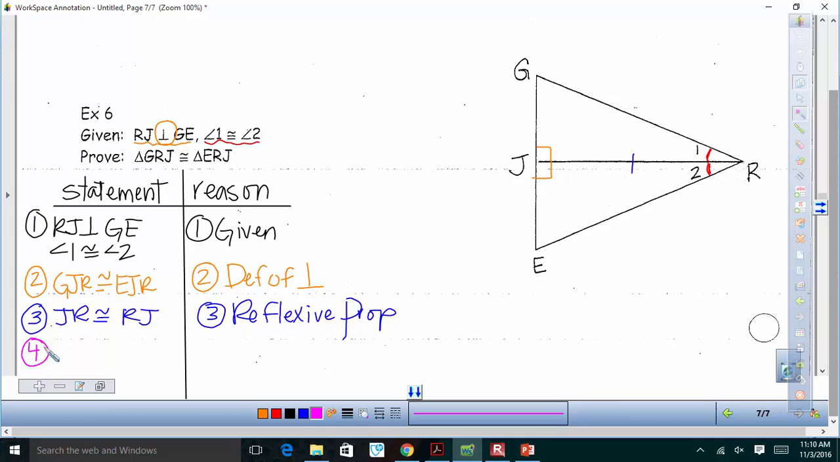And so all that's left, because we have angle and a side and an angle, and that same angle, side, angle, is to prove that they're congruent. So I'd write triangle GRJ is congruent to triangle ERJ. And what's the theorem? Angle, side, angle. Perfect.